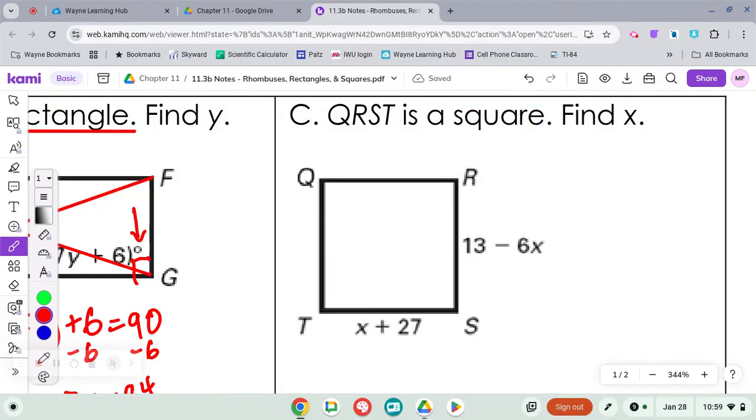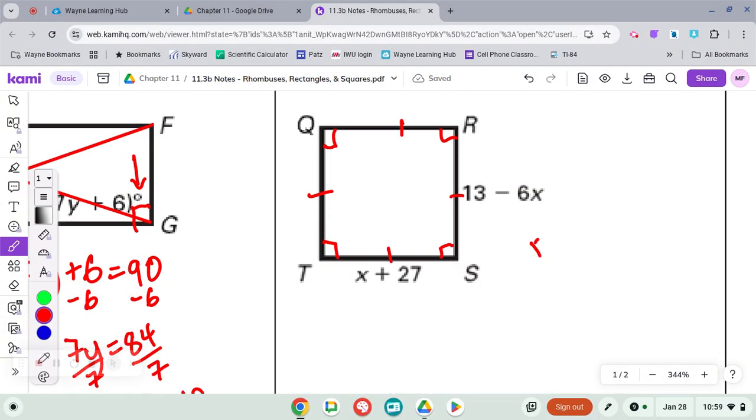Okay, what does that tell me? I know the right angles in each corner. I also know that each side is congruent. Now what will help me here? The sides, because that's where the x is at. So I can say x plus 27 has to equal 13 minus 6x. And once again, now it's an Algebra 1 problem.